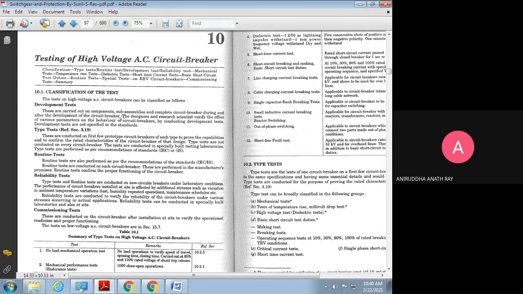First, a development test. These are carried out on components, sub-assemblies and complete circuit breakers during and after the development of the circuit breaker. Okay, so I repeat, development test.